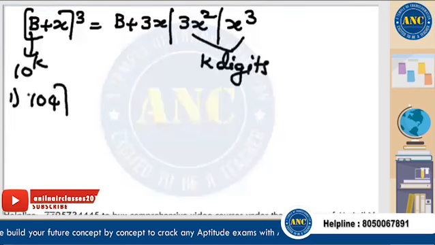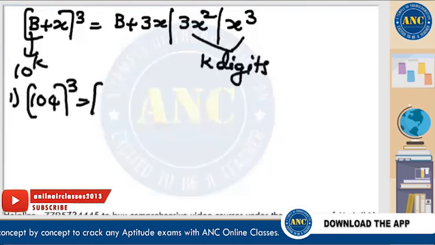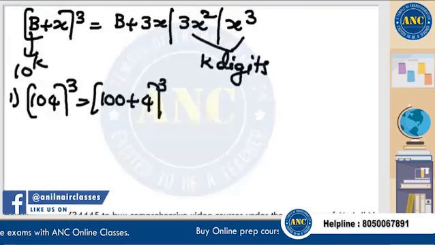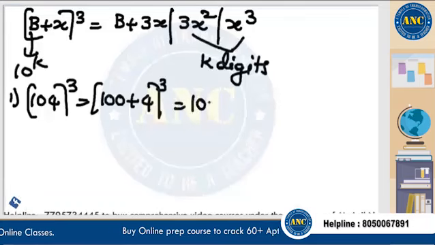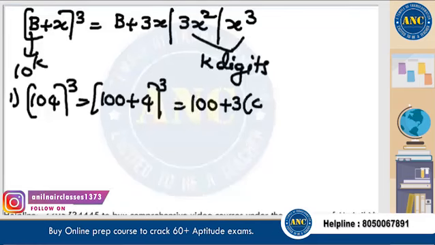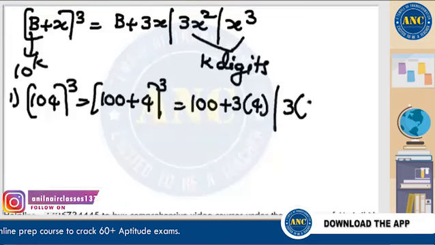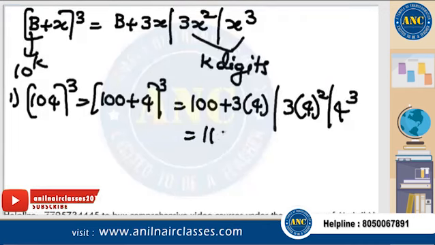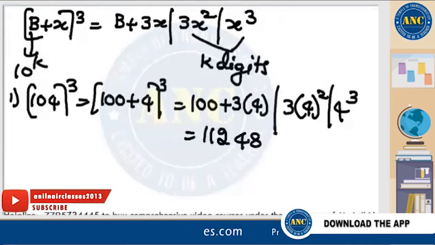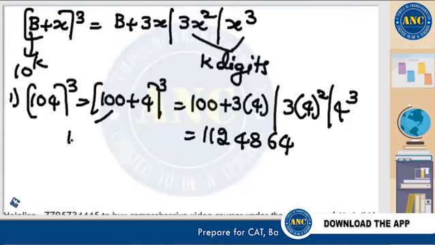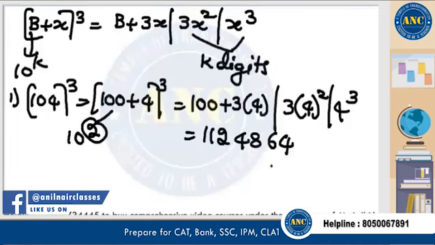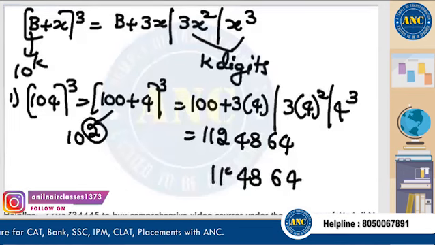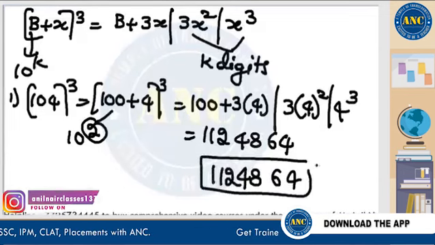104 whole cube. This is nothing but (100 + 4) power 3. b is 100, x is 4. So this will be b, then 3x, next is 3x square, and the next is x cube. This is 1, 12, 48, 64. 100 is 10 square, so the last two places should have 2 digits. 64 is 2 digits, 48 is 2 digits. Answer is 1124864.